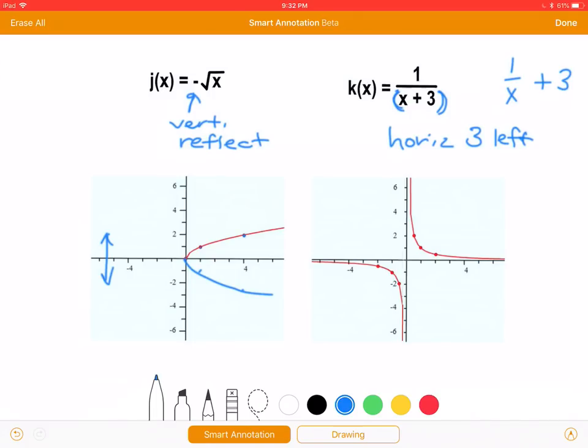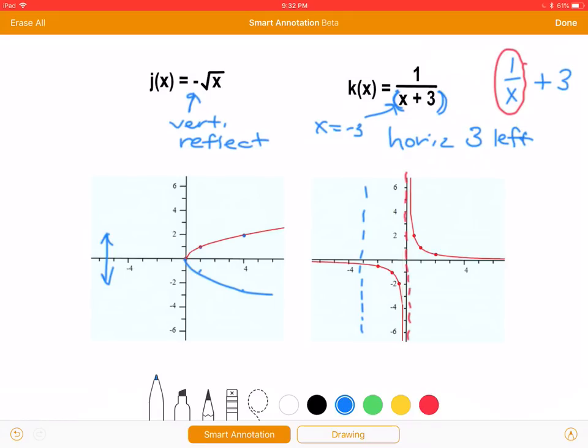Now why is it left? Well, we know it's always opposite, but think about it this way. On the original function, x equals 0 doesn't work very well, and that's why we had a vertical asymptote. On this function, x equals negative 3 has that same effect. So x equals negative 3 will not work and becomes our vertical asymptote.